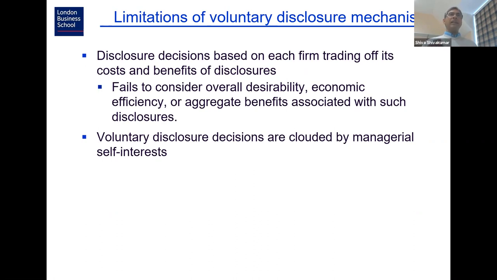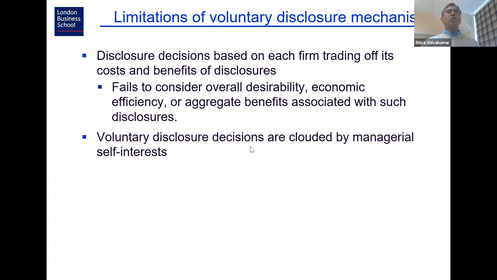So as a result, even when disclosure can have spillover effects or there can be aggregate benefits associated with disclosures coming from all the firms, disclosures might still not happen if they are left to the voluntary choice of the companies.